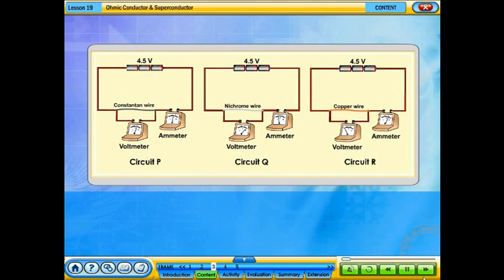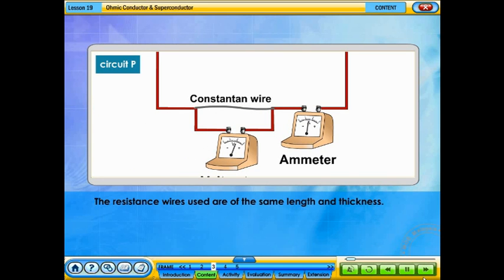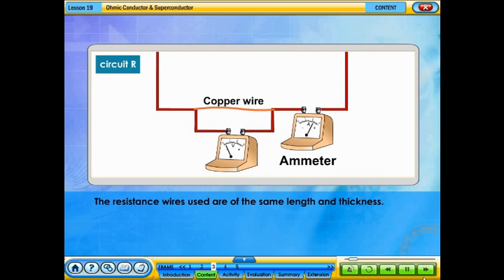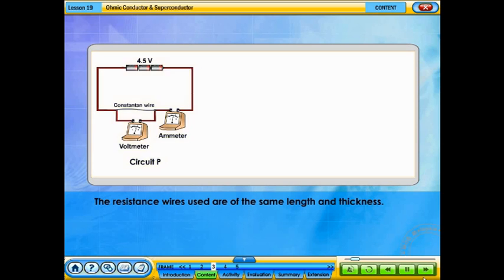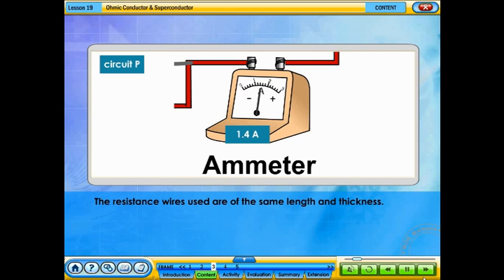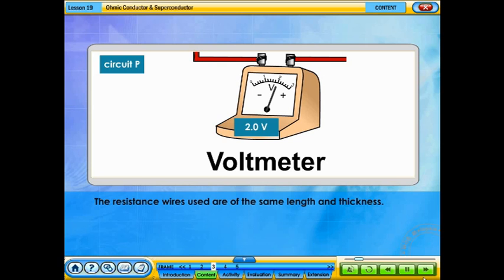3 circuits are set up as shown. The resistance wires used are of the same length and thickness. However, constantan wire is used in circuit P, nichrome wire is used in circuit Q, and copper wire is used in circuit R. Note the readings of the ammeter and voltmeter in circuit P. Use these values to calculate the resistance of the wire.